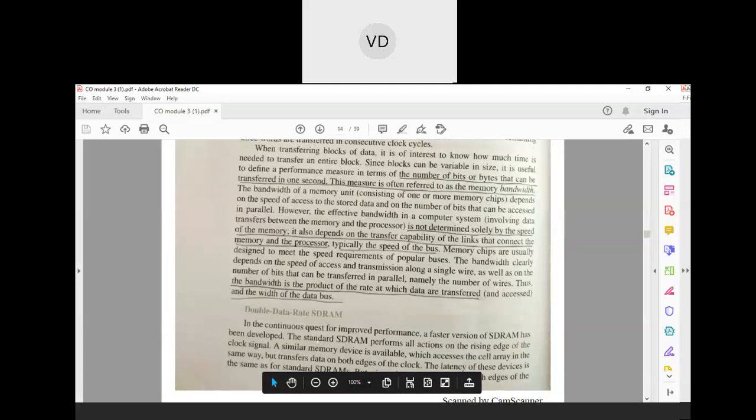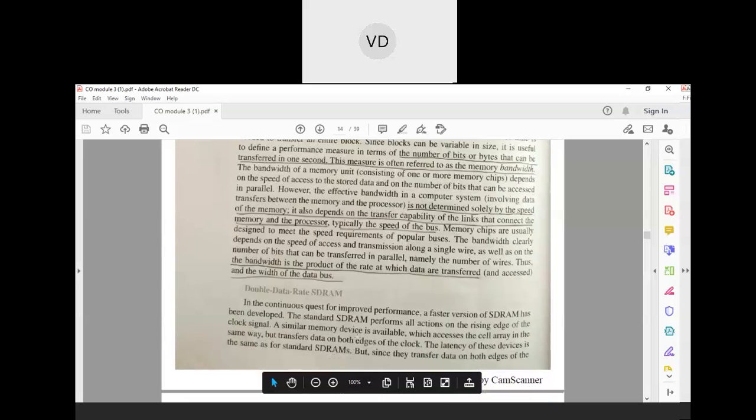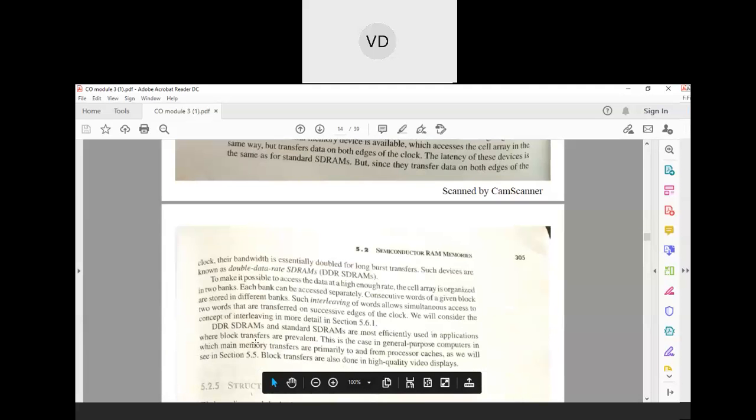Next, we are going to study the double data rate RAM, that is synchronous DRAM. So, double data rate means what? Till now, we were transferring the data only on the rising edge, only on one edge. So double data rate means we can transfer the data on both the edges, the falling edge also and the rising edge also.